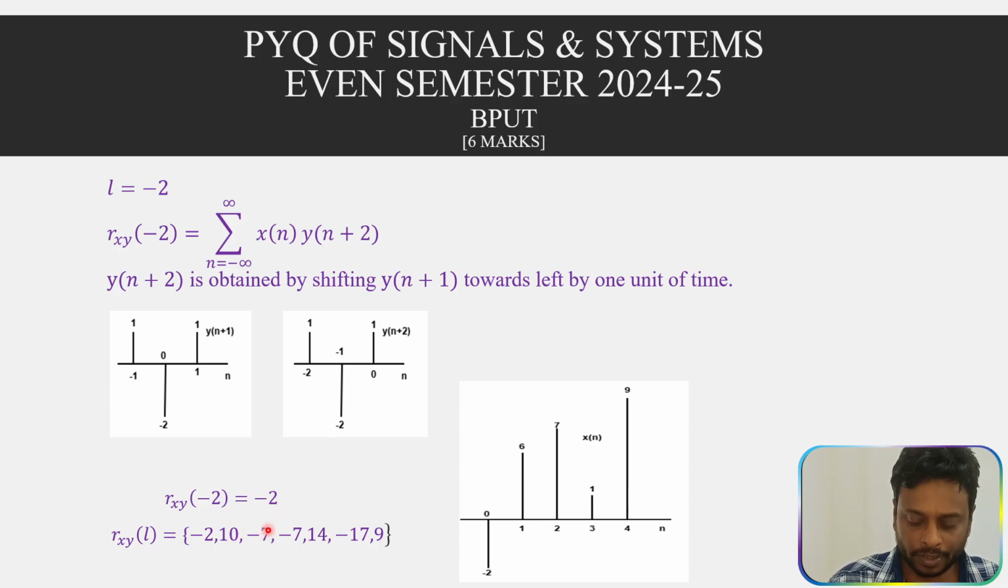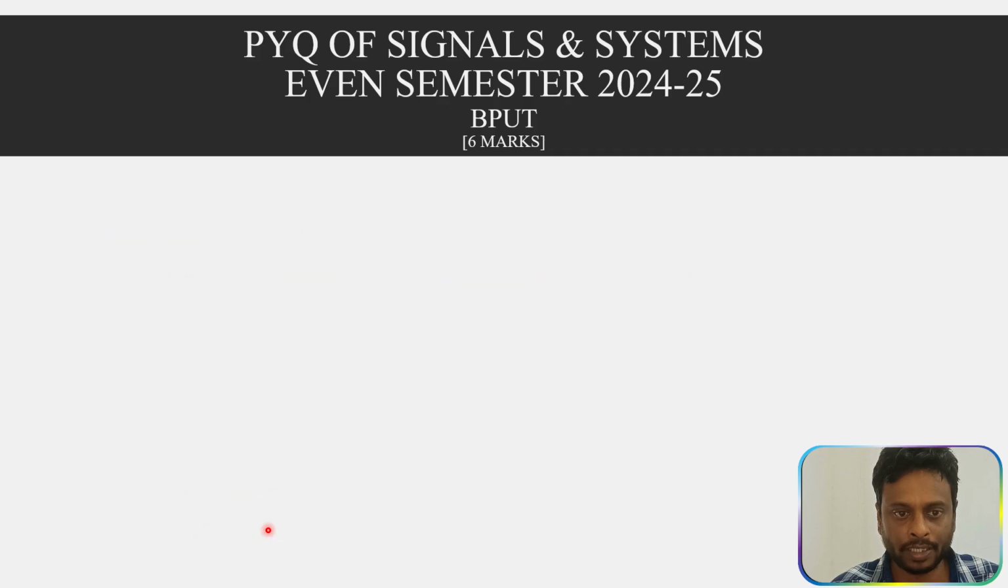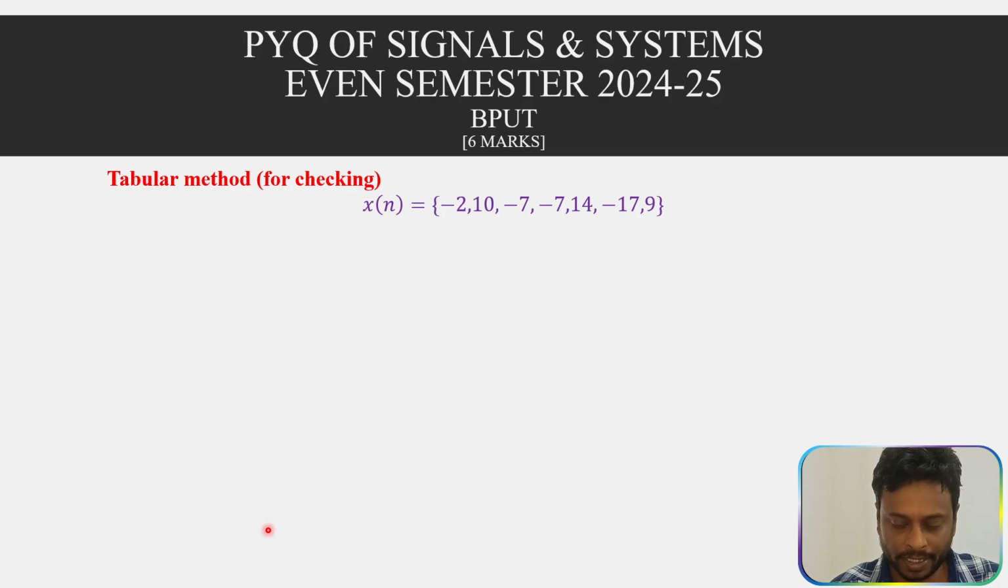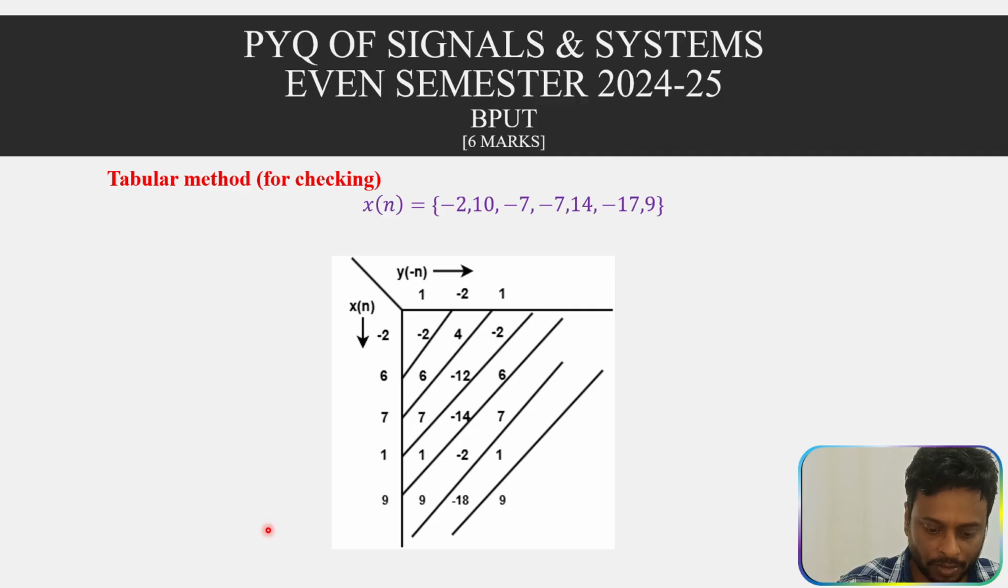Okay. So let us conclude this by checking whether our answer is correct or not. For checking, we can use the tabulation method. This is our result. So we can check. This is our r of xy. So you can see this is our y of -1. So please write in this way, and this is our x of 1. So just multiply this.